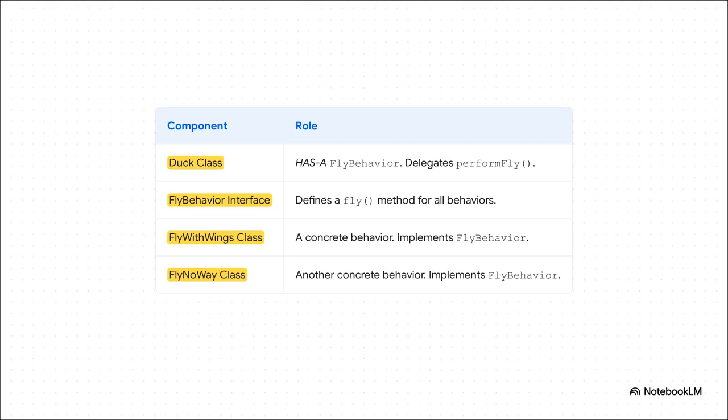So here's the new world. The duck class itself has no idea how to fly. None. Instead, it just holds on to a fly behavior object. When you call perform fly on a duck, the duck doesn't do the work. It just turns to its little helper object and says, hey, you handle this. And what's so cool is that we can now have a whole family of behaviors. Fly with wings, fly no way, even something crazy like fly rocket powered. And we can just plug them into any duck we want.